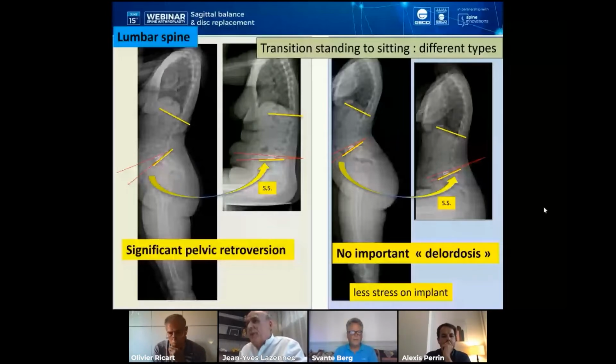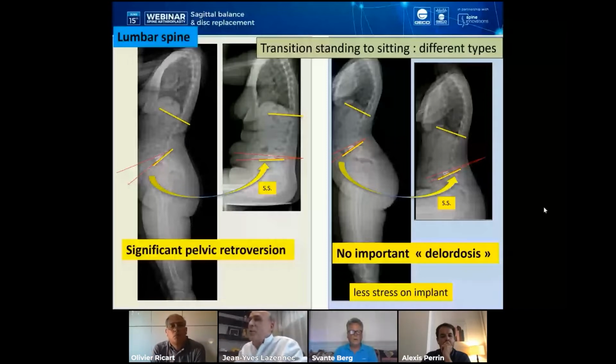But our patients are very different. Look at the case on the left. This patient has a huge modification of the global lordosis between standing and sitting after his hip prosthesis. On the right, you see no important delordosis. So it means that the modification of the angulation of the disc is not so important. What does it mean? It means that you have less constraint. You are not asking as much of your implant.